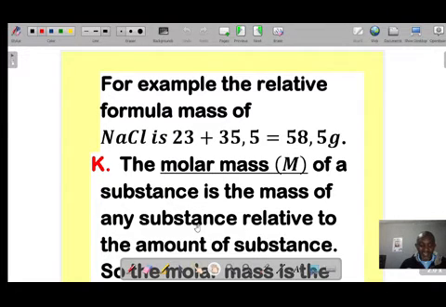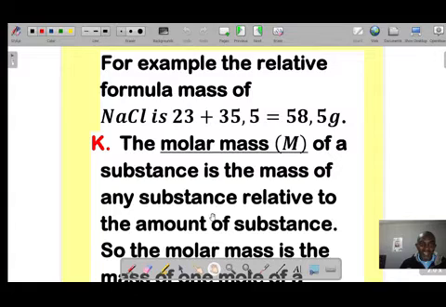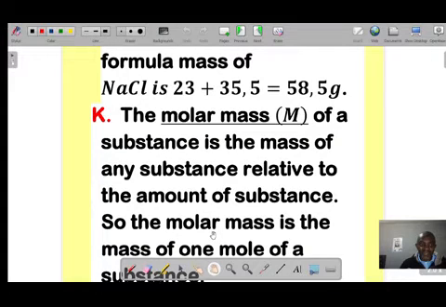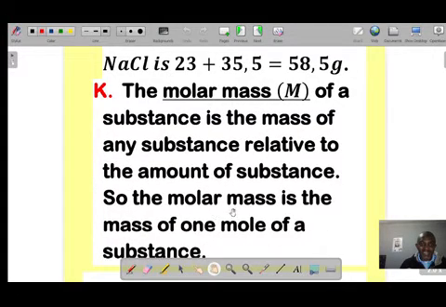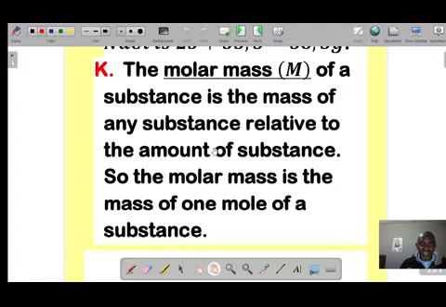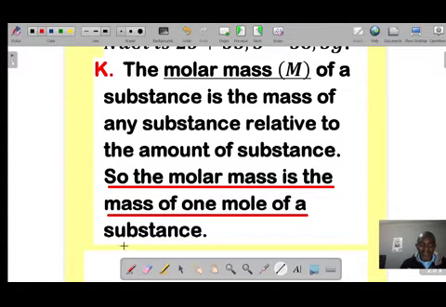Okay, next, the molar mass M of a substance is the mass of any substance relative to the amount of substance. Let us continue. The molar mass is the mass of 1 mole of a substance. Let me say it again. The molar mass is the mass of 1 mole of a substance. We are going to talk about this more and more. So the molar mass is the mass of what? Of 1 mole of a substance. Let us proceed.